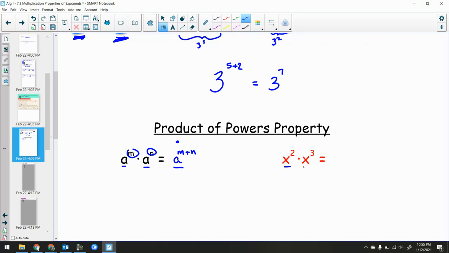Look, x to the second times x to the third is going to be x to the 2 plus 3, which is 5. How would I think about this differently? x squared is just x times x. x to the third is just x times x times x. So all I'm doing is multiplying. I'm just going to take all of those together. That's 5 of them. That's where I get my exponent. But the quick rule, the shorthand rule, is just to add those exponents together.